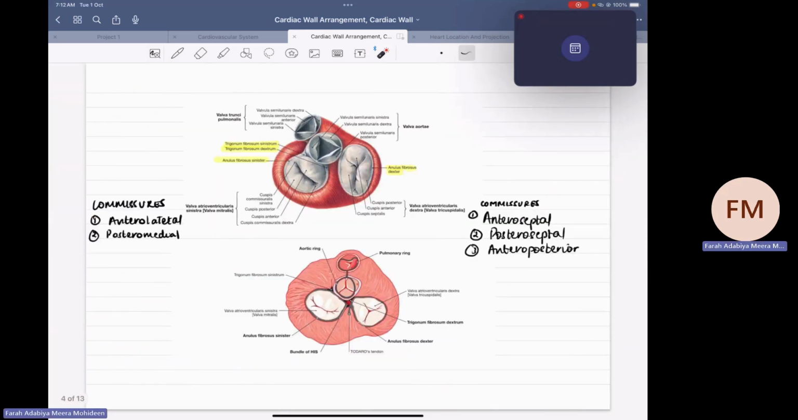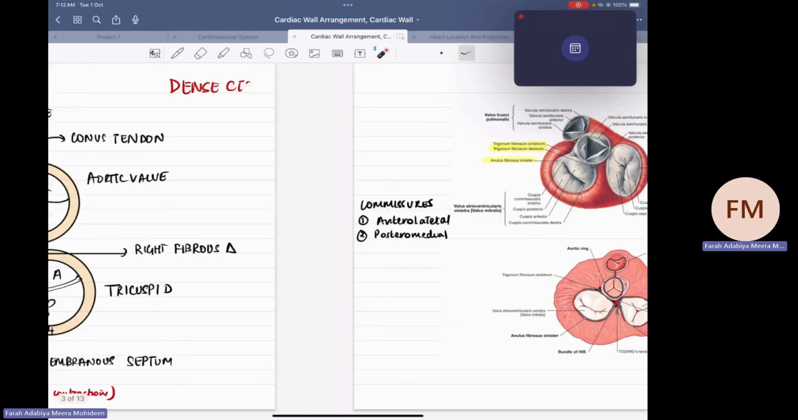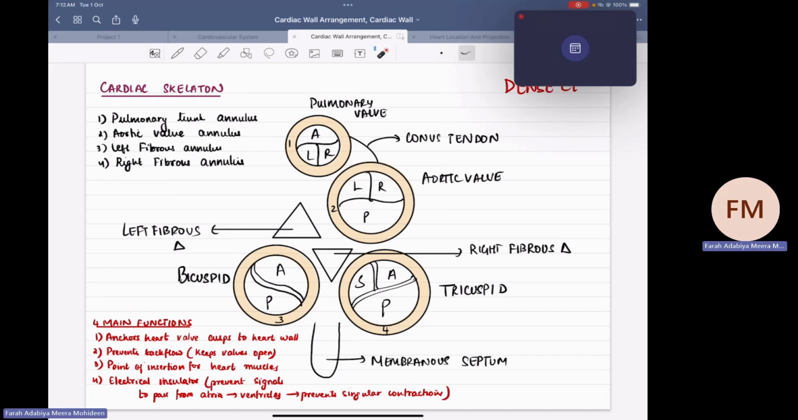This is again a picture that will help you understand better, right? You can see the fibrous triangles, then your annulus fibrosus. Okay, so this is the main thing. We'll get back to this. 1, 2, 3, 4. The major parts of your cardiac skeleton are your pulmonary trunk annulus, aortic valve annulus, left fibrous annulus, and your right fibrous annulus.